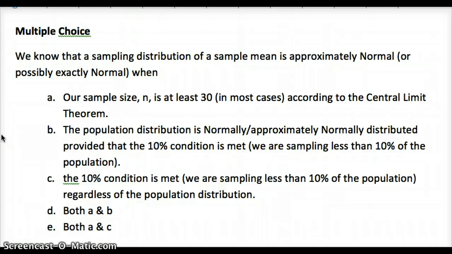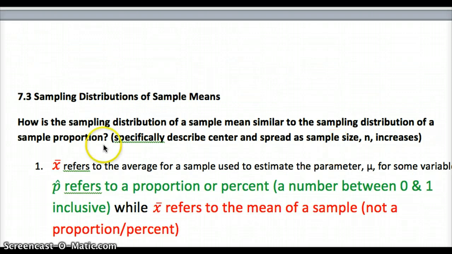Take a look over those, look through the lesson in your book, go back over the summary especially on pages 453 to 454 and the examples given in the lesson in order to answer this multiple choice. And then the conceptual question that we talked about at the beginning of the lesson, which is how is the sampling distribution of a sample mean similar to the sampling distribution of a sample proportion? What I really want you to address is the aspects of center, and then the spread as the sample size n increases. So that's the conceptual question. I'm going to scroll back down to the multiple choice so you have it again.